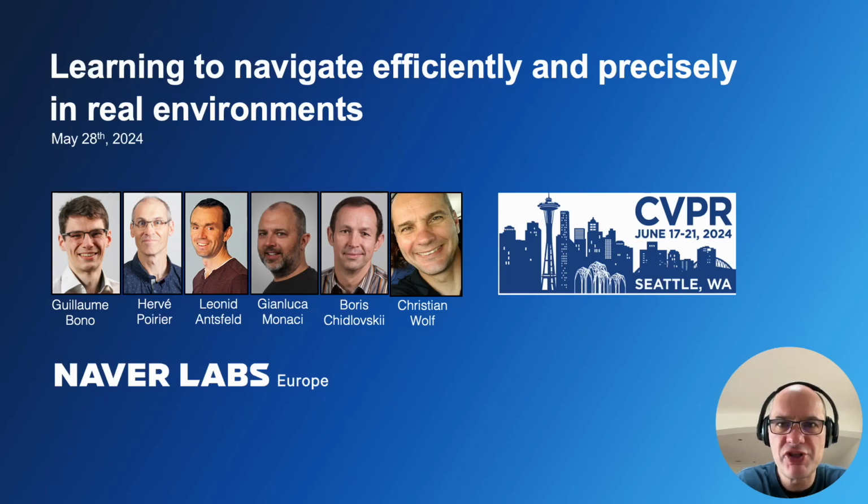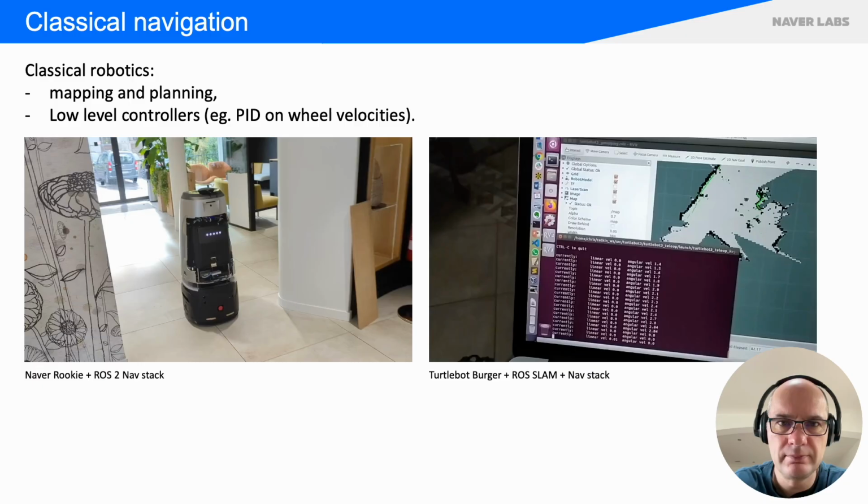Hello, this work on machine learning-based navigation has been done by the Spatial AI team of Naver Labs Europe with authors Guillaume Bono, Hervé Poirier, Leonid Antsfeld, Gianluca Monaci, Boris Chidlovskii, and Tristan Wolf.